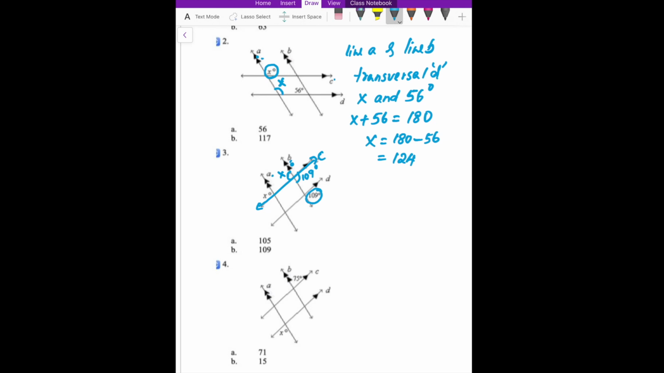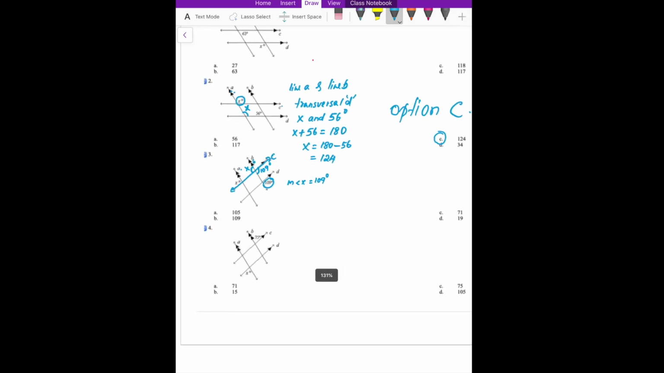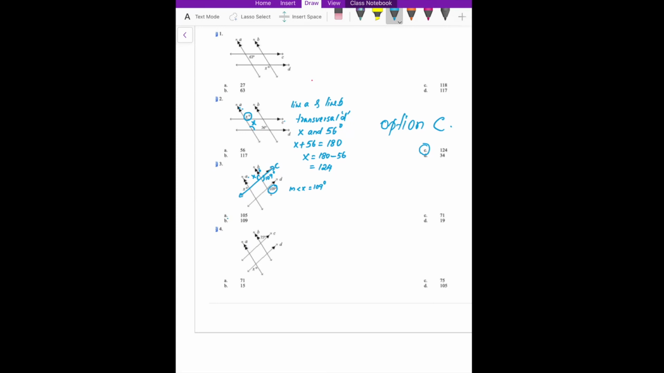Now let's look at this. X and 109, they are vertical angles. So that means they are congruent. So the measurement of angle X is equal to how much? 109 degrees, because they are vertical angles. So you need to clearly look at the problem and see how you can use all the properties. So that means that is option B.